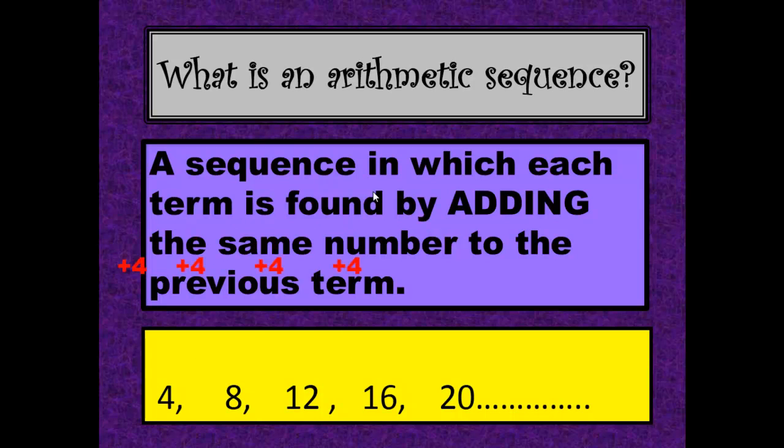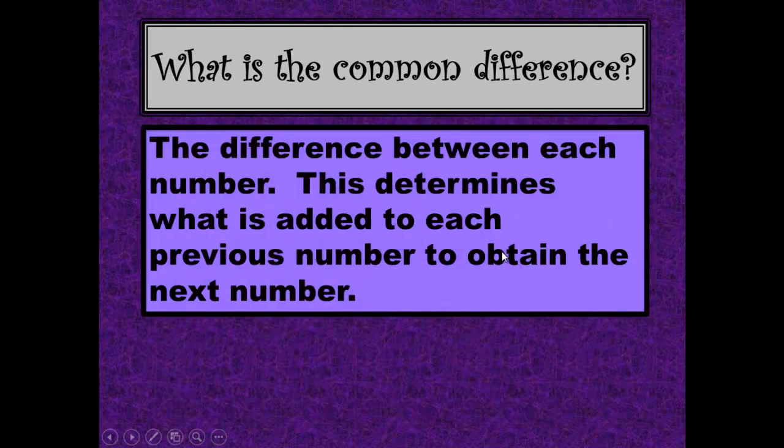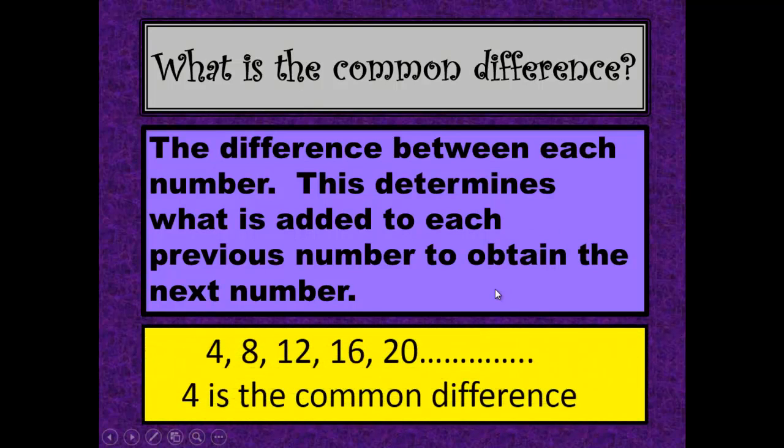For example, 4 is the common difference. What is the common difference? The difference between each number. This determines what is added to each previous number to obtain the next number. For the sequence 4, 8, 12, 16, and 20, 4 is the common difference. 4 from 8 minus 4 or 12 minus 8.